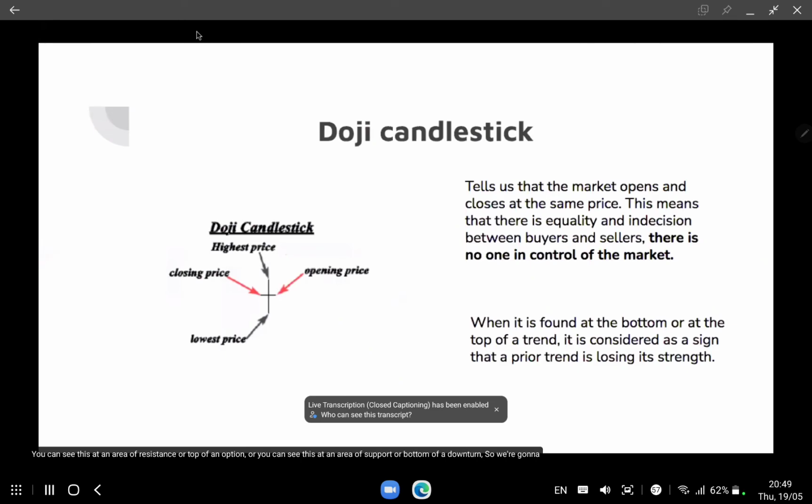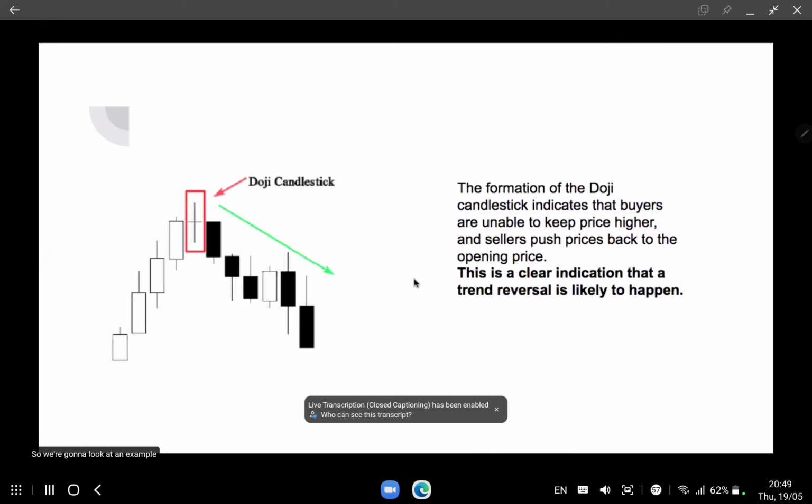So we're gonna look at an example. And in this case, it happens to be at the top of an uptrend. For example purposes, we're gonna pretend there's an area of resistance here. You're approaching your resistance and you get a doji. This is your look out. Look out, something's gonna happen. It's about to go down. Not in that sense, but like something's gonna happen, it's about to pop off.